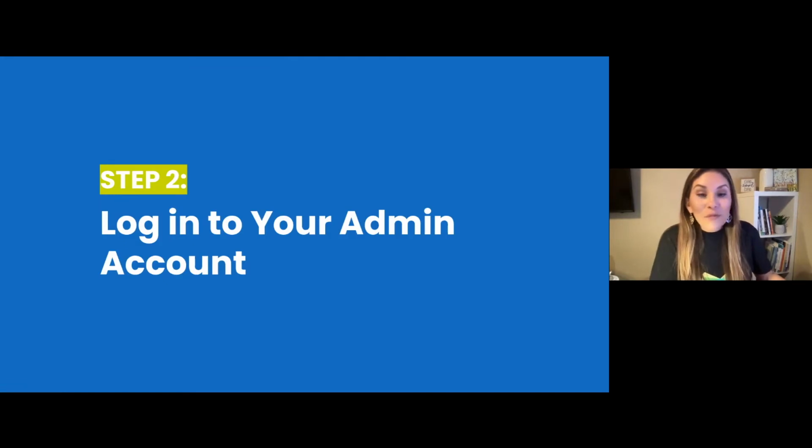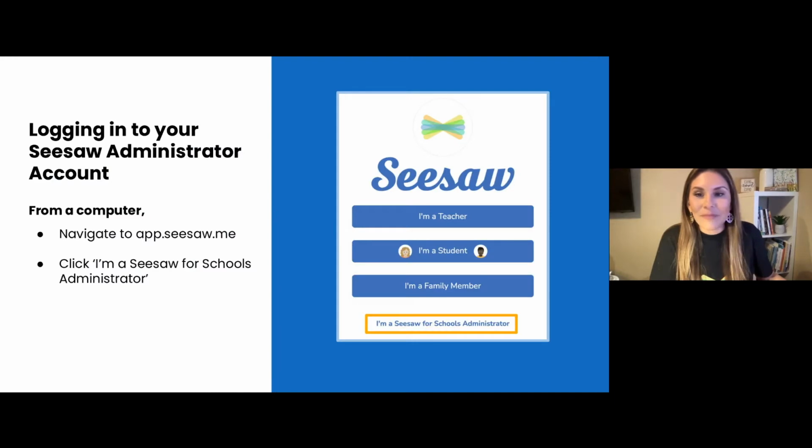All right, so before we get started, let's make sure that you're signed into your Seesaw for Schools admin account. So in order to access your admin dashboard, you must have an admin account in Seesaw. To log in as a Seesaw for Schools administrator, you will need to navigate to app.seesaw.me while on a computer. Then click I'm a Seesaw for Schools administrator.